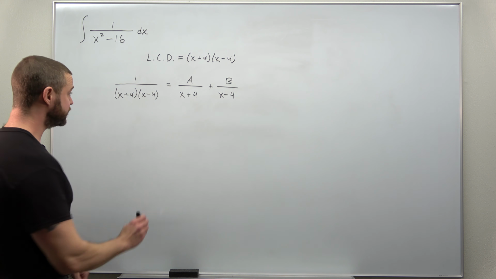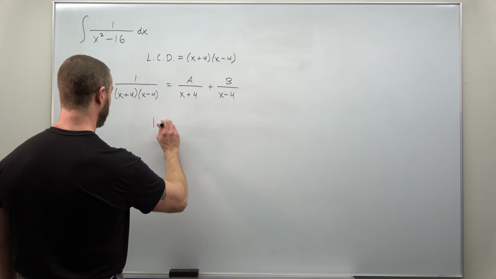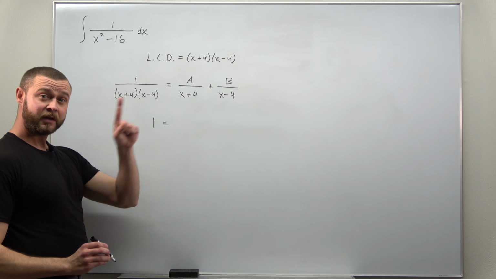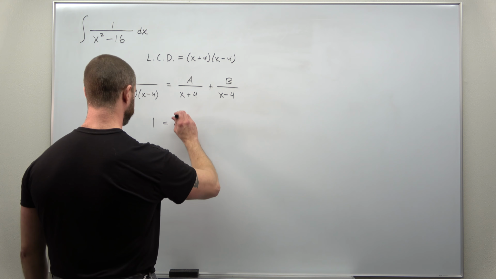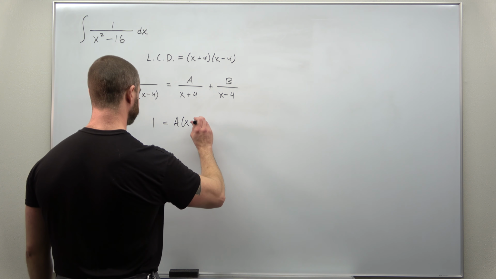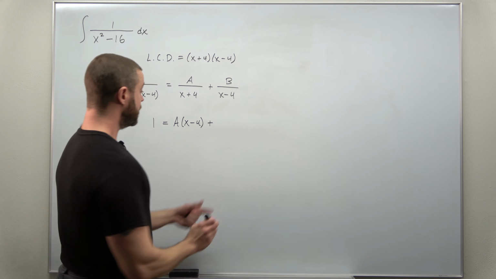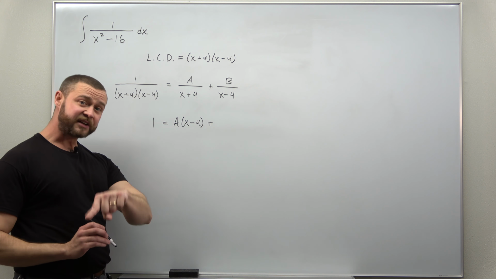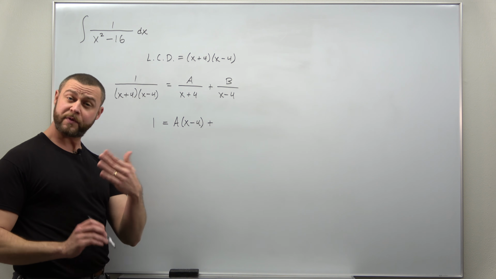The left side is going to reduce to leave you with just 1. Multiply that LCD to the term involving a. The x plus 4 cancels, leaving you with x minus 4. And multiply that LCD to the term involving b. Now it's x minus 4 that cancels, leaving you with x plus 4.